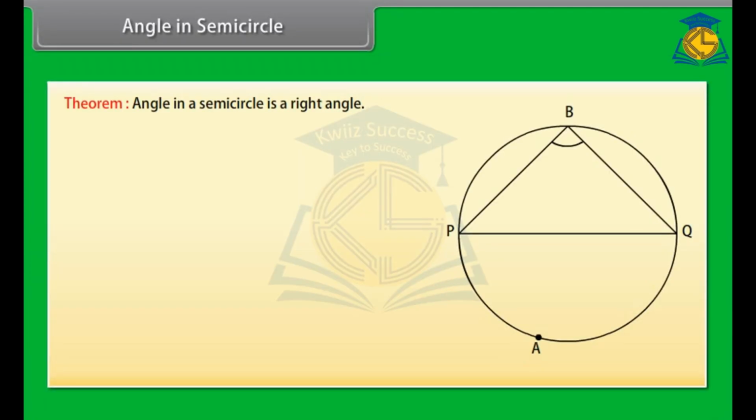Angle in a semicircle. Theorem. Angle in a semicircle is a right angle. Let O be the center of a circle.